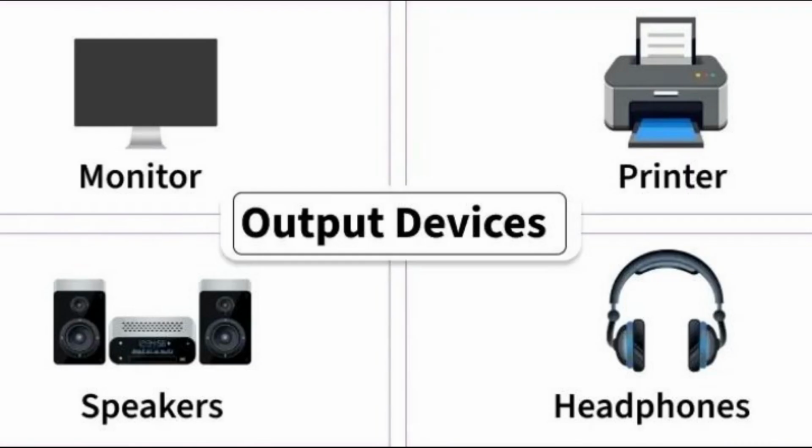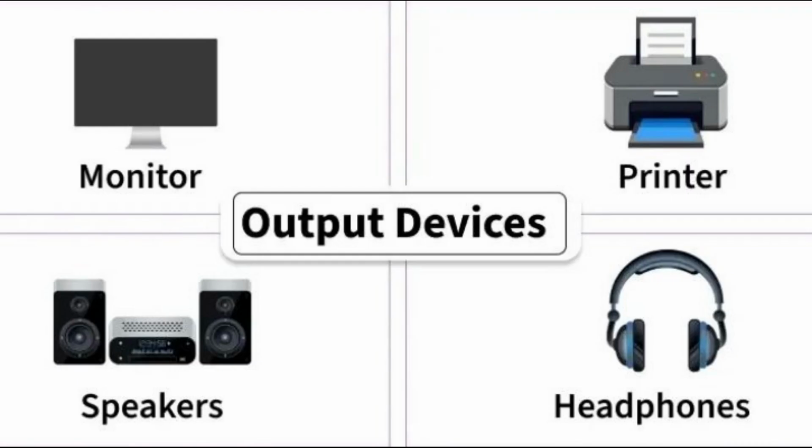Importance of output devices. Output devices are crucial because they allow users to view and understand processed data, enable interaction with computer systems, support learning, communication, and entertainment, improve productivity in offices and industries, and make technology accessible to people with disabilities. Without output devices, computers would be unable to communicate results to users, making them ineffective.